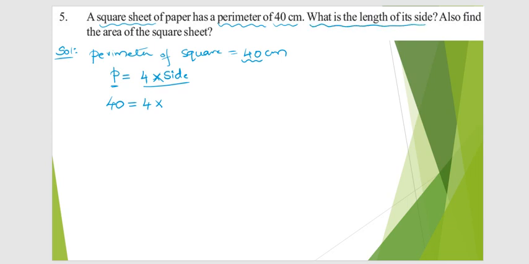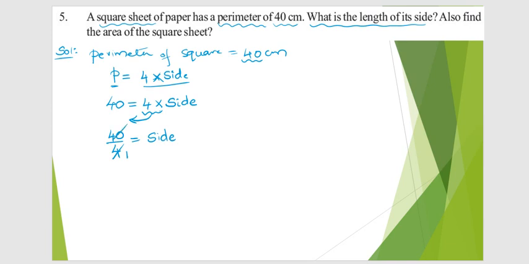So what is the length of its side? Since we don't know the side, let it be side only, right? Since it is 4 into side, when I transpose this, what will happen? Already 40 is there, this 4 will come to the denominator, because whenever you have into, when it is transposed it becomes divided by. So from this, side is equal to 40 divided by 4.